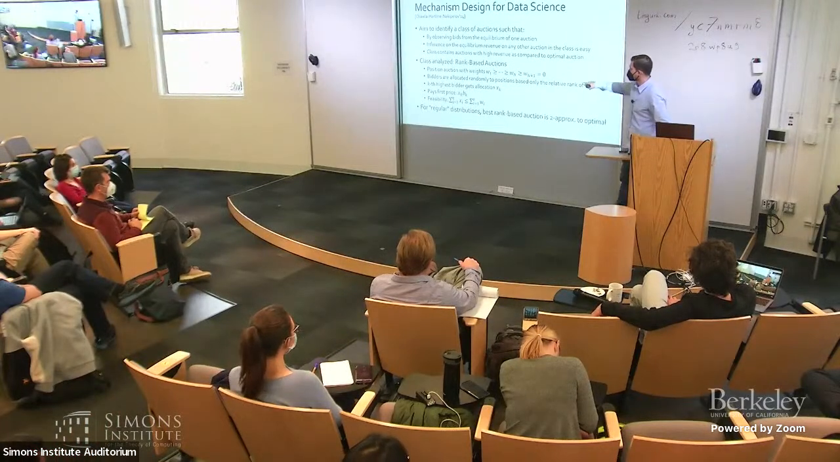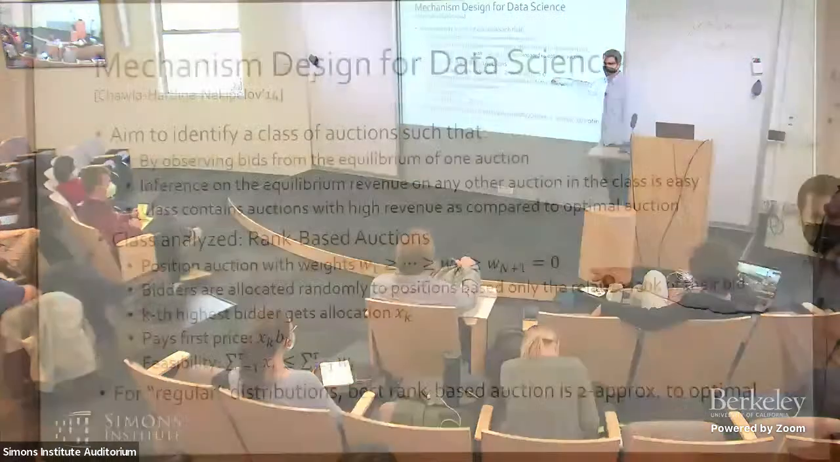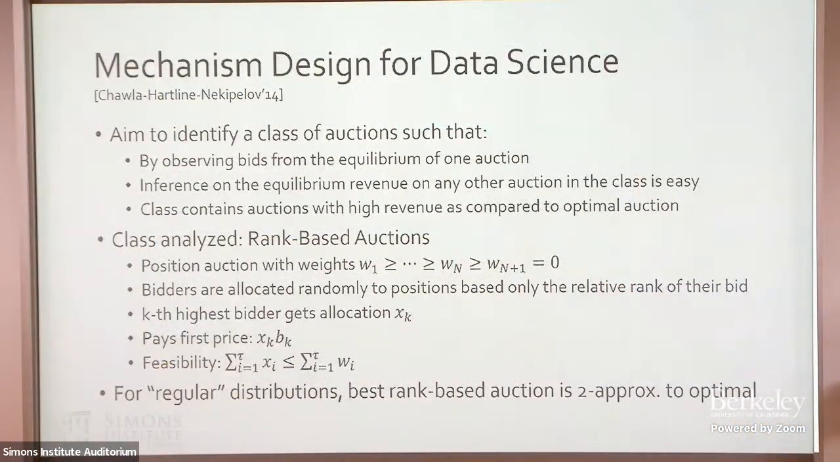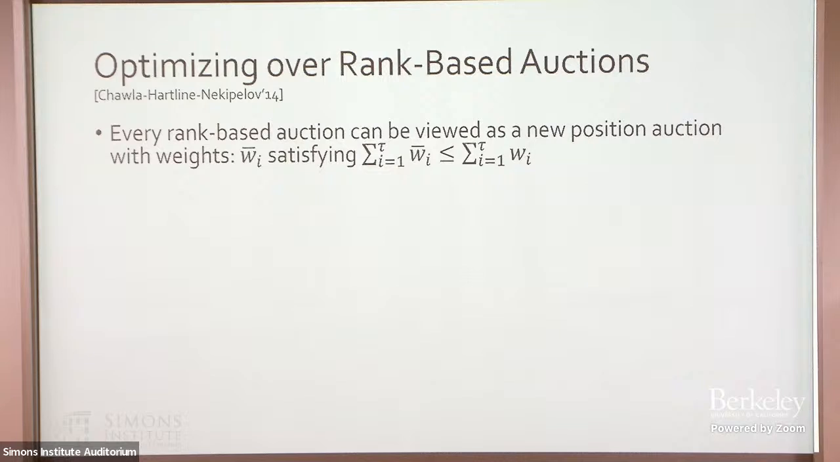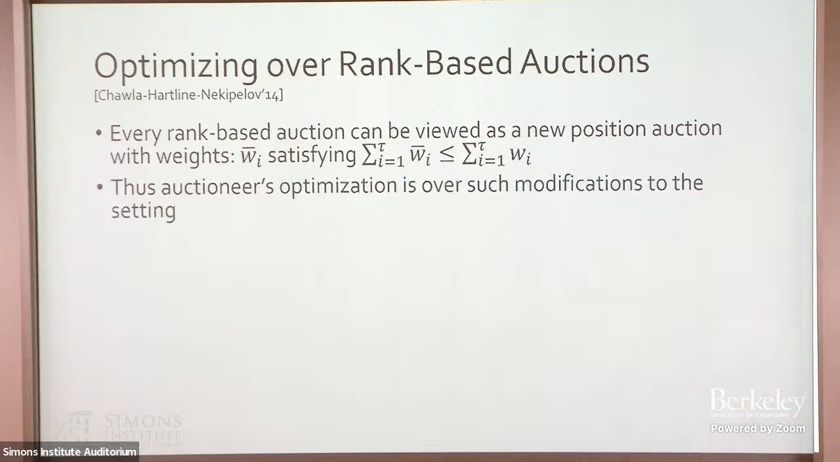So maybe the constraint is just that I can choose any way to assign those slots to bidders, and this is what comes out, and the constraint is that these are the feasibility constraints. I choose an assignment, and the space of allocations that come out has to satisfy these, if all I'm doing is ranking people based on their bids. So every rank-based auction can be viewed as a new position auction with a different set of weights that satisfy these prefix feasibility constraints.